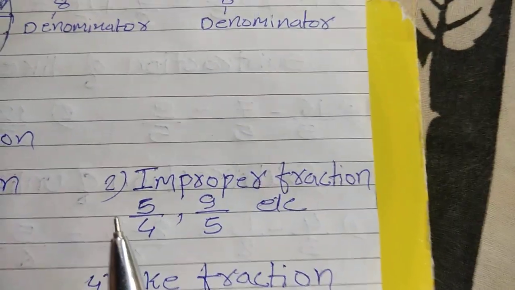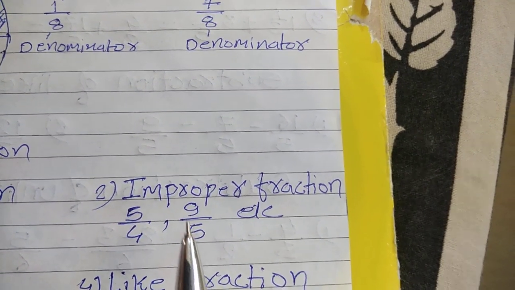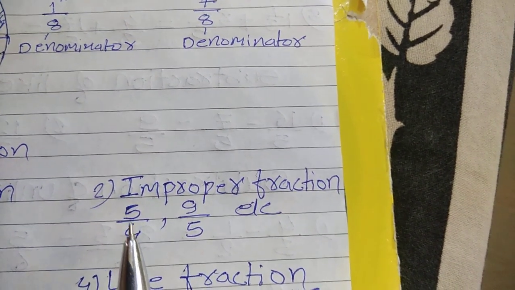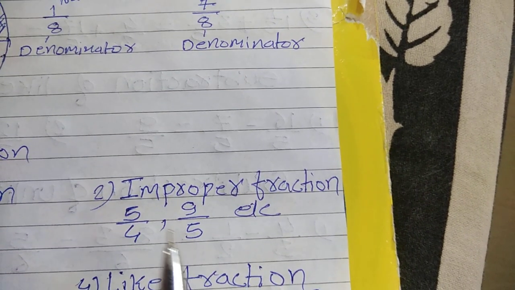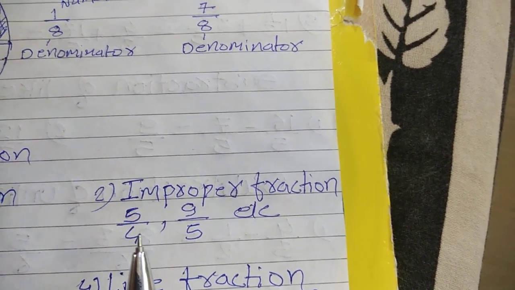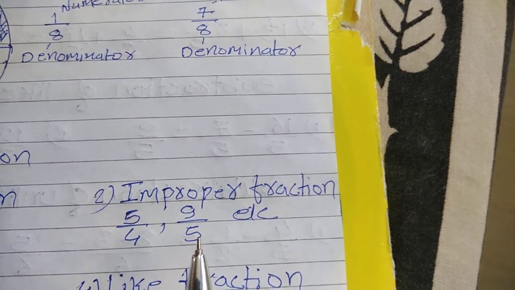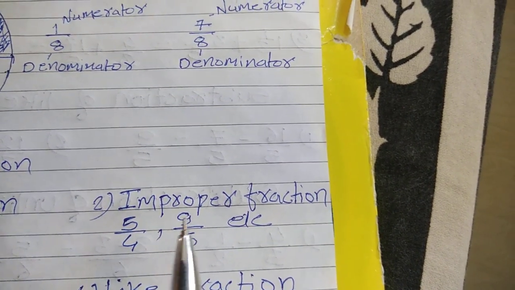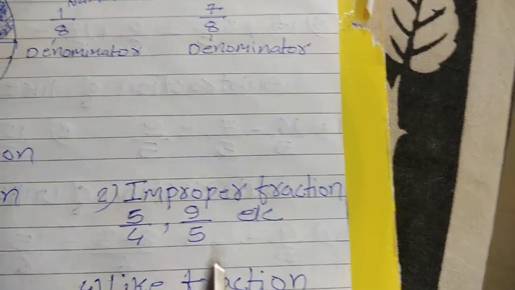Now we will see improper fraction. What is an improper fraction? Here I have given the fractions 5/4 and 9/5. If you see here, 5 is the numerator, 4 is the denominator. And here 9 is the numerator, 5 is the denominator. The numerator is greater than the denominator. Here also the numerator is greater than the denominator. It means that in an improper fraction, the numerator is always greater than the denominator. That type of fraction is called an improper fraction.